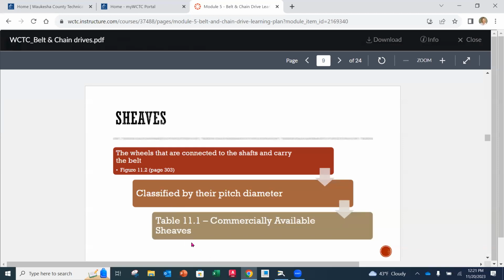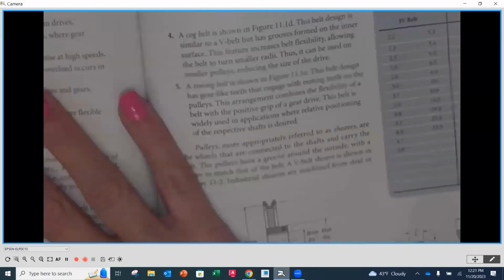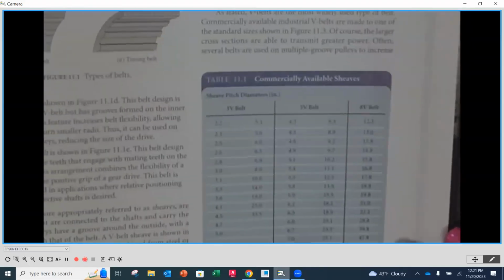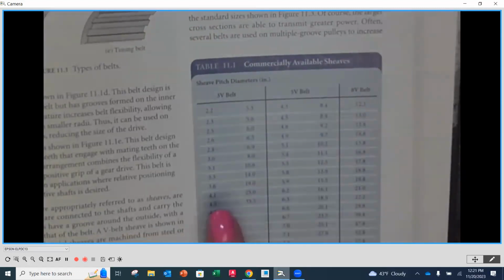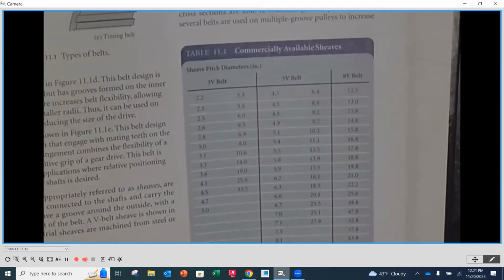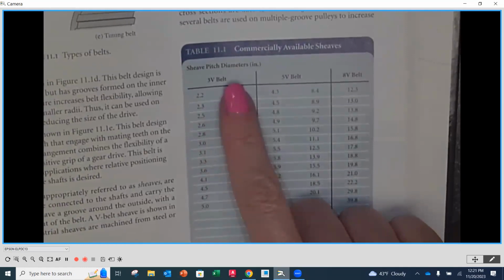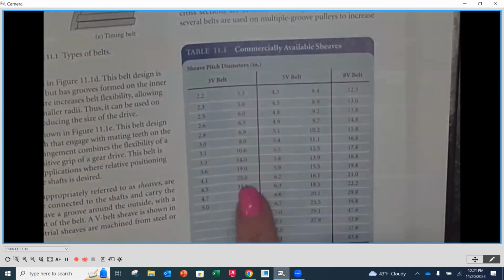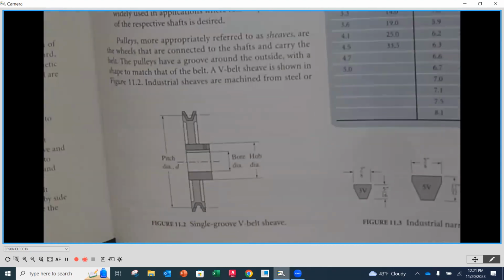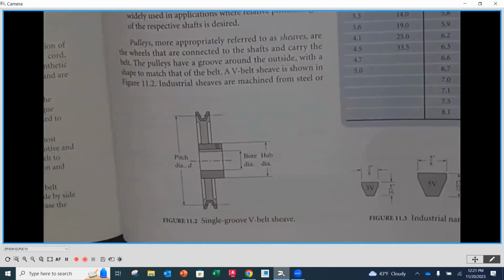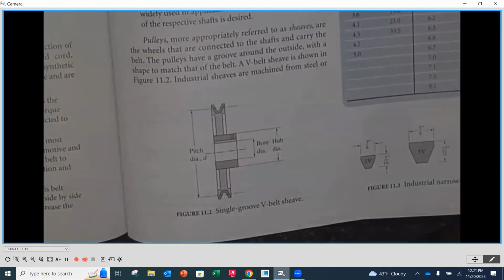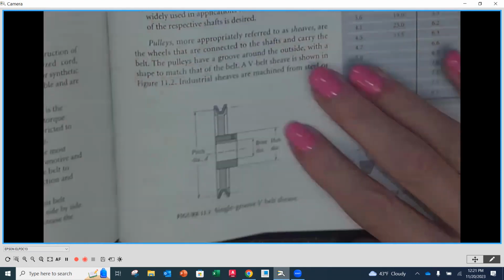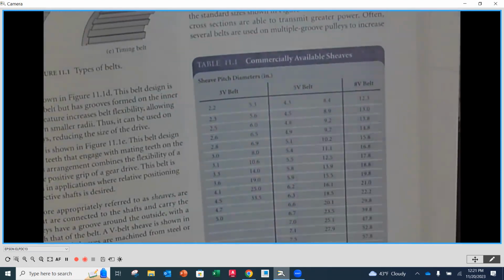So if we look at table 11.1, and that is on that very same page, on page 306, you're going to notice here that there are 1, 2, 3 columns that are associated with kind of a family of belts, okay? And in each one of these, they're listing the standard sheave pitch diameter. So again, the pitch diameter is going to be what we call the effective diameter. So it's not the very top of the sheave, it's not at the bottom or the root, it's in between there, okay? So that's going to be our pitch diameter, and these are going to be the standard sizes that are going to be commercially available for us.